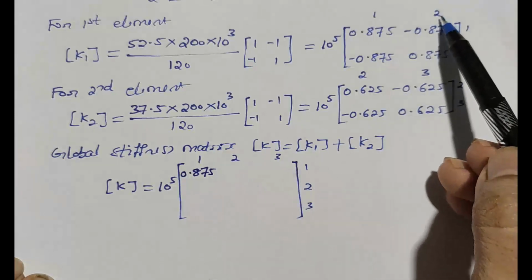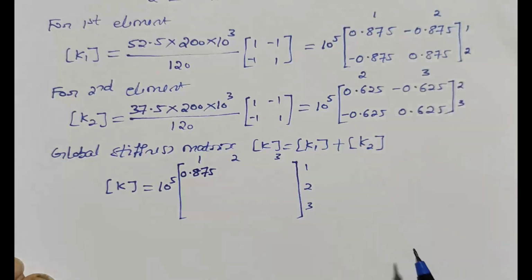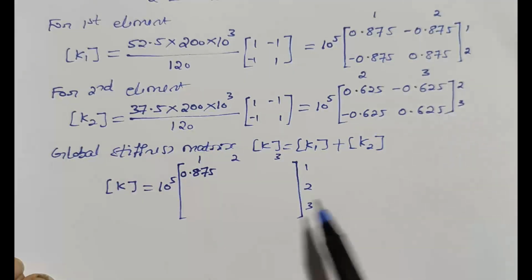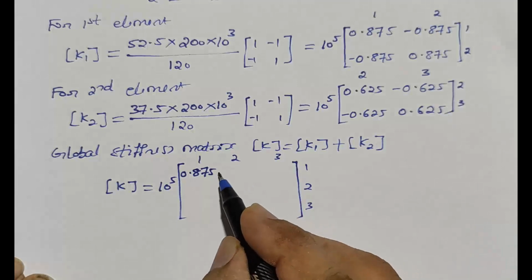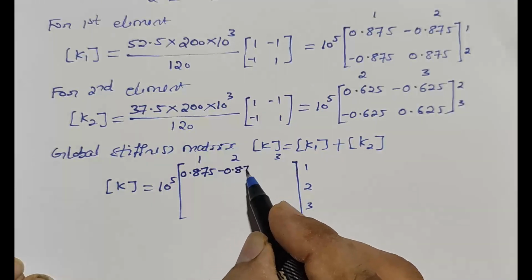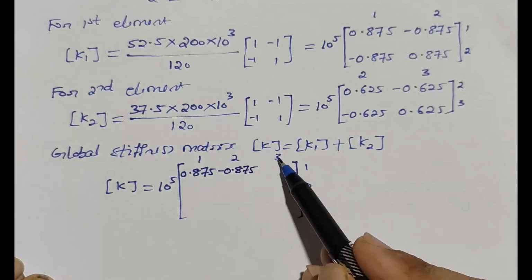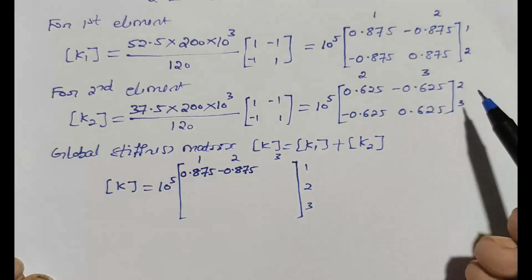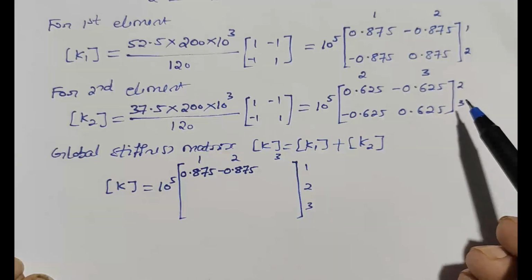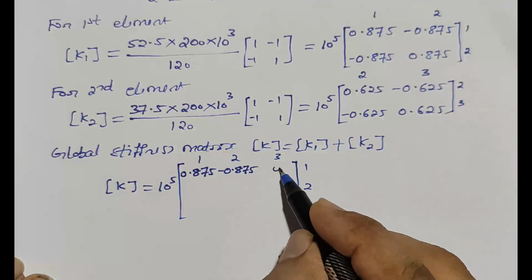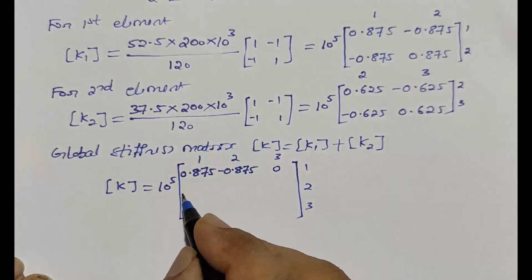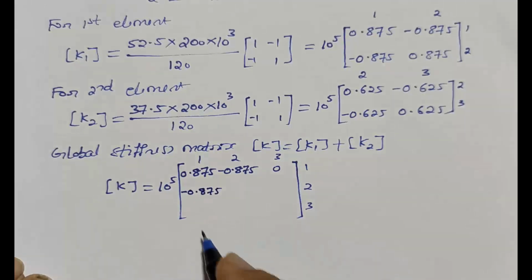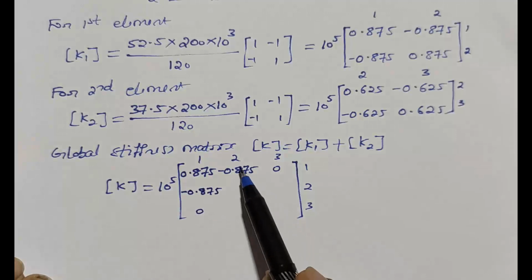Next, the element corresponding to 2 and 1. See here the element corresponding to 2 and 1 is minus 0.875. In K2 we don't have any element corresponding to 2 and 1. Therefore here it will be minus 0.875. Next, the element corresponding to 3 and 1. In both elemental stiffness matrices K1 and K2 we don't have any element corresponding to 3 and 1, so it will be 0. Due to symmetry we can write here minus 0.875, 0.